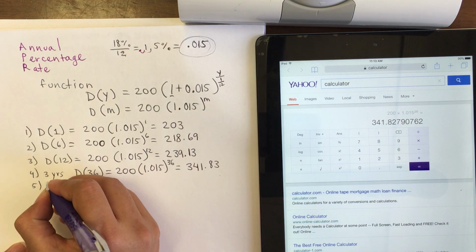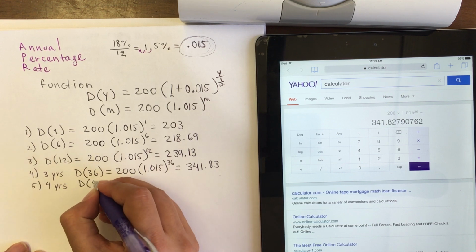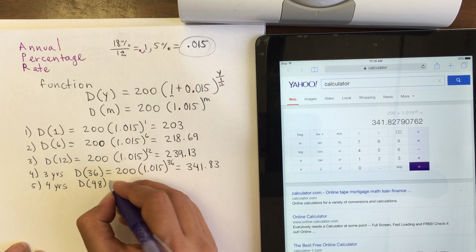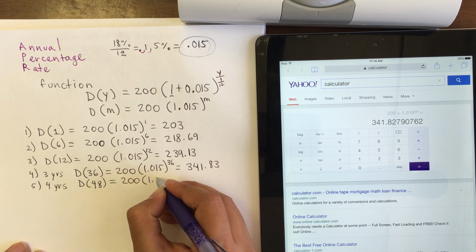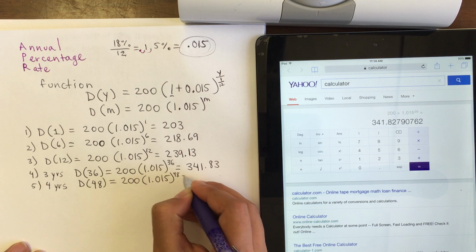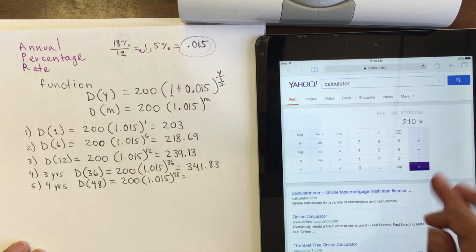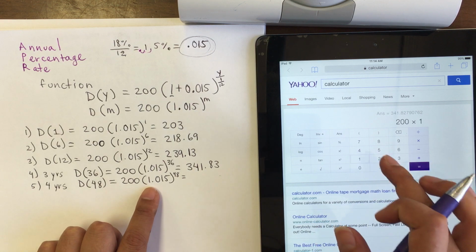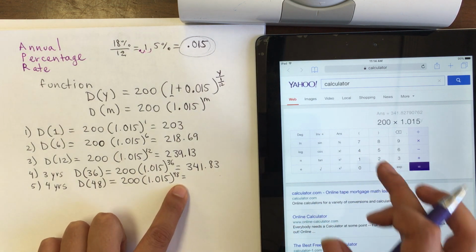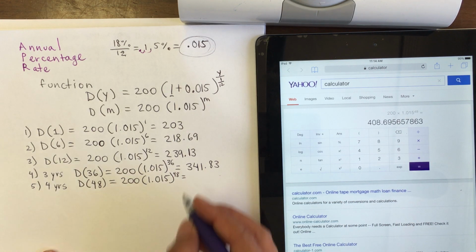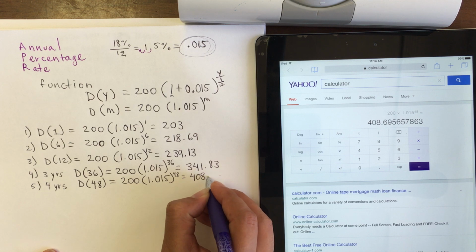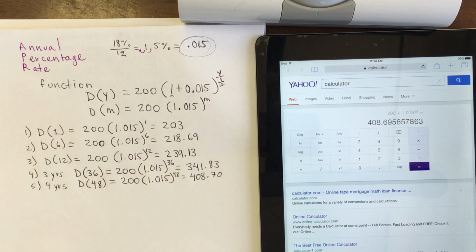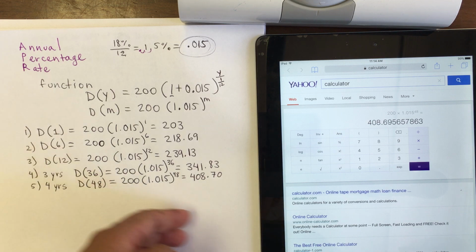Okay, what about 4 years? And you can keep going like this. 4 years is, if you multiply 4 times 12 months each year, it's 48 months. So it's 200 times 1.015 to the 48. Again I messed up. Okay, 200 times 1.015 to the power of 48 months, and that's equal to $408.70. Okay. Okay, let's do another example.